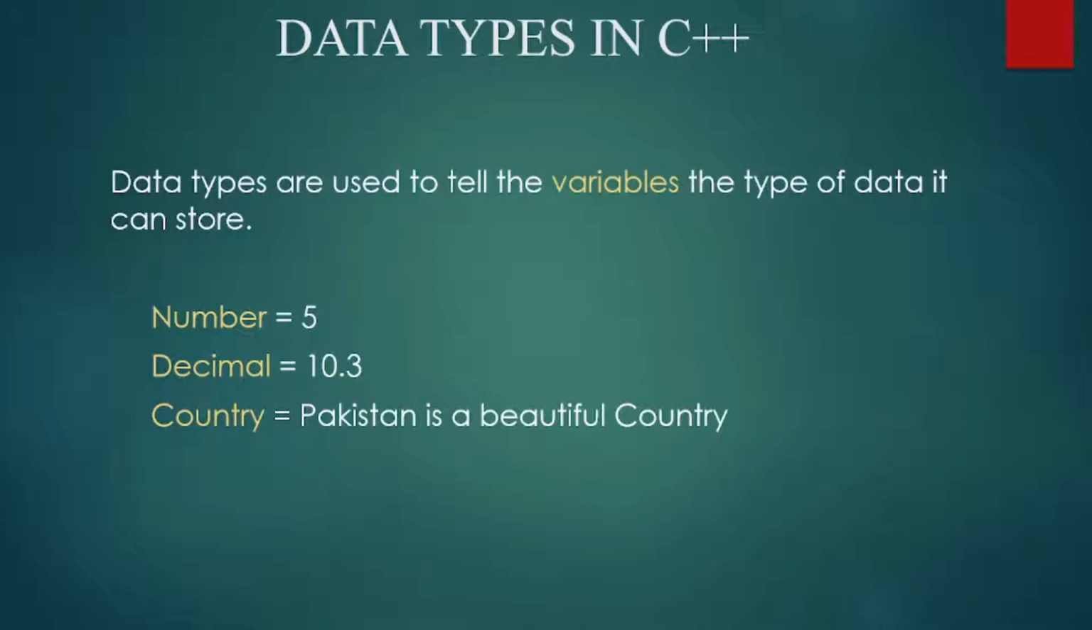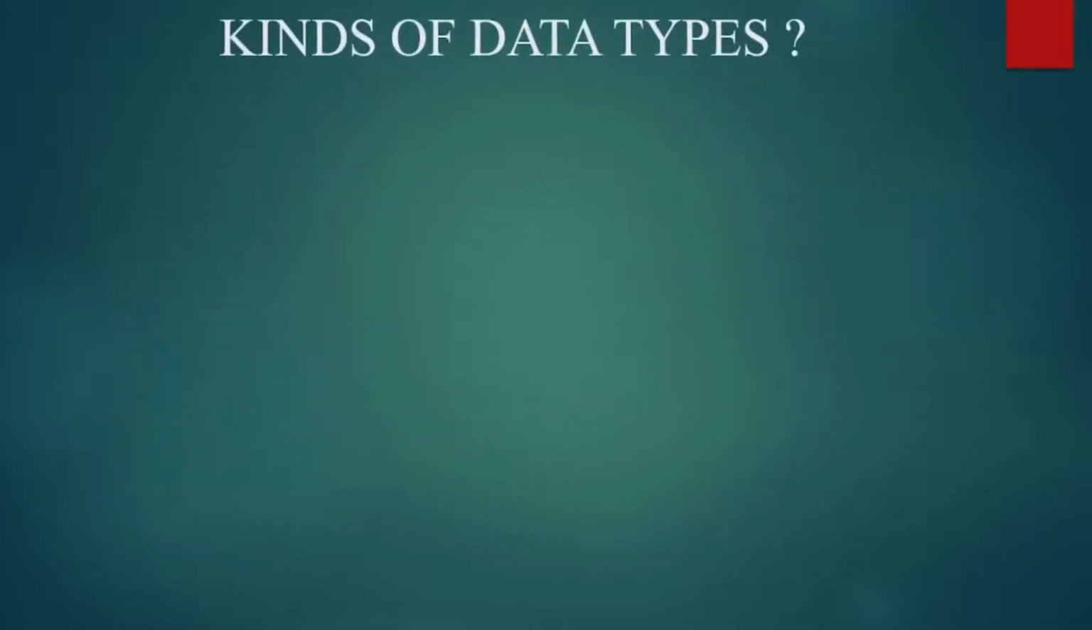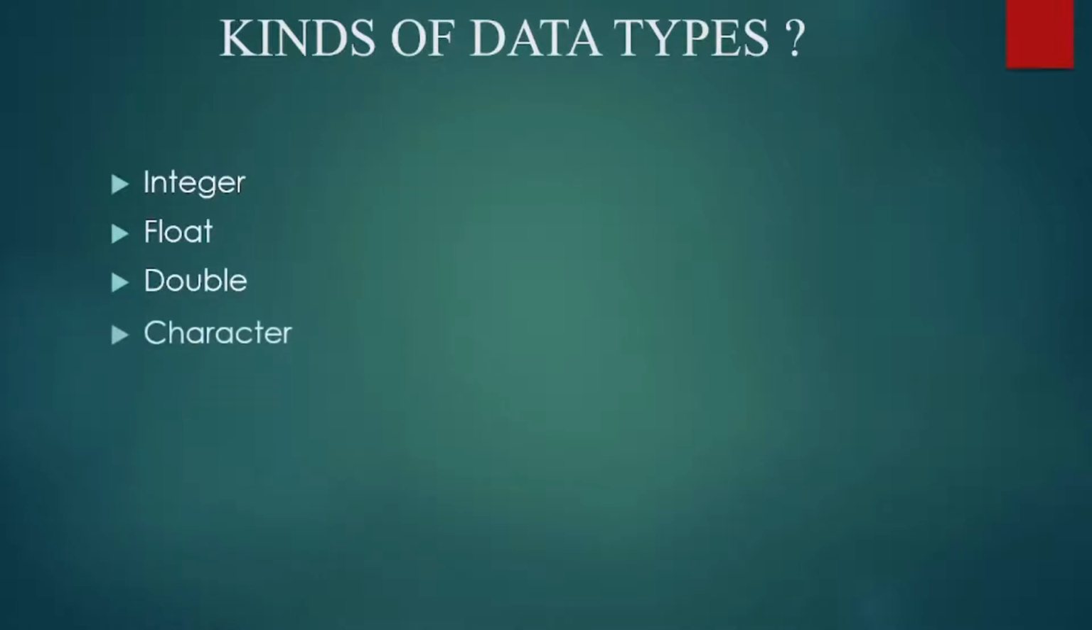So here comes the concept of a data type. Data types help the memory to understand how much space we need for that variable. Now take a look at what kind of data types we have in C++. In C++ we have integer, float, double, character, string, and Boolean. So here we have different kinds of data types that we can store in a variable. Let's take a look at them individually.